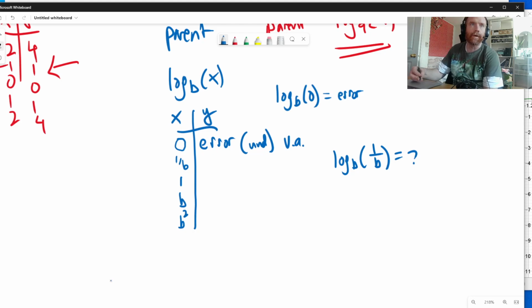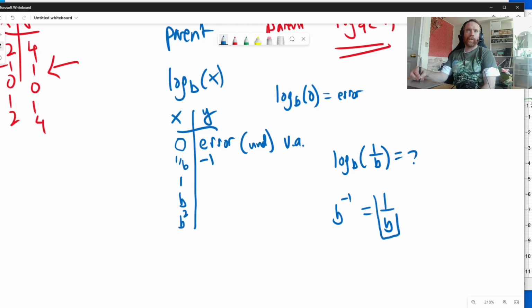What's the idea here? The log of the reciprocal of the base is going to be -1, because simply b to the -1 equals 1 over b. So log looks at this question and goes, okay, if 1 over b is your answer and b is your base, what's the exponent that I would need in order to give that result? And the answer is, of course, -1.